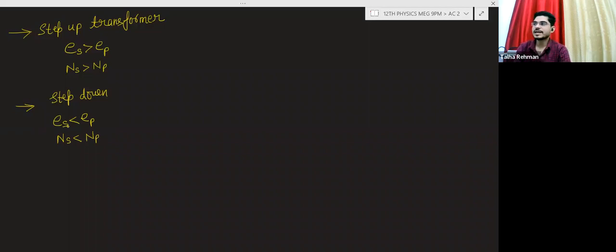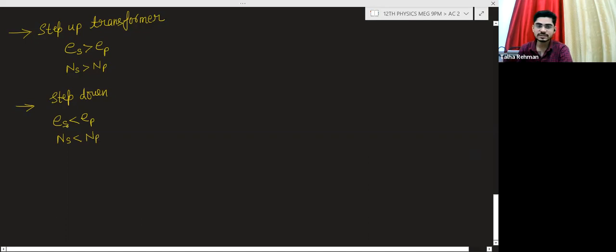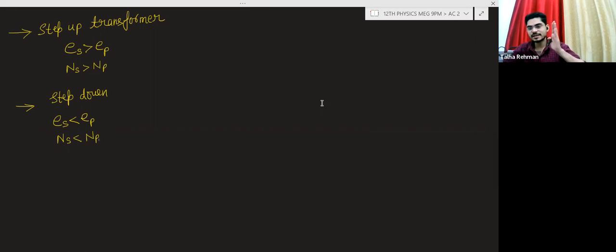If on the side of the primary coil of the transformer the number of turns are less than the secondary, then which type of transformer will it be, Hamza? Can you tell me? Step up or step down?